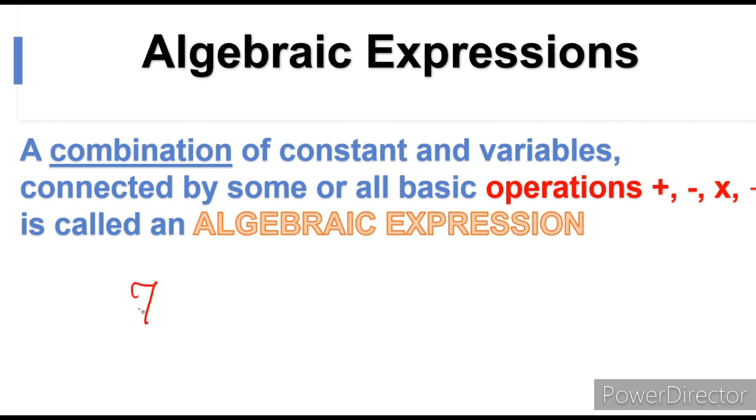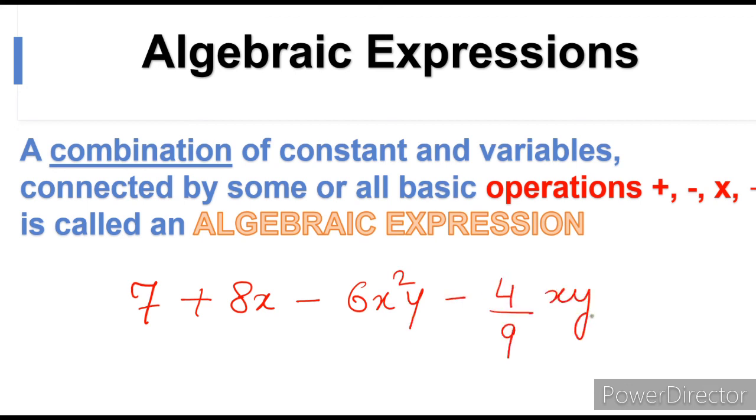So see the definition, it's a combination. Yes, it's a combination of constants. Yes, constants are here, variables are also here, connected by some or all basic operations. We have plus, we have minus over here. Okay, so basically this is what an algebraic expression is.